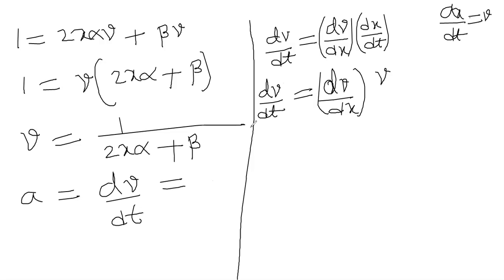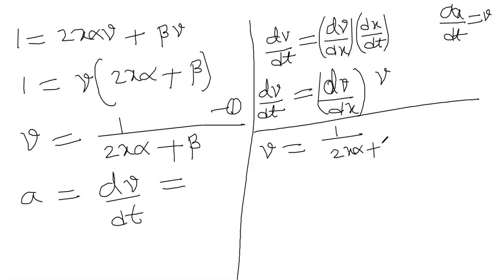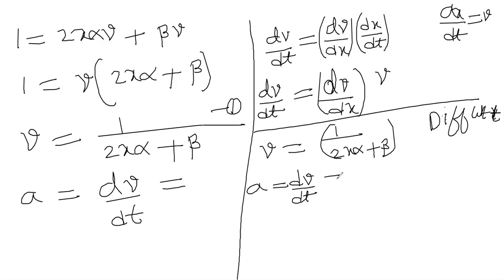Now what we are going to do is we are going to use that here. Now we have to differentiate this. This is our equation 1, which we have to differentiate with respect to time. Now we are going to use this and differentiate. Okay. So now v is equal to whatever that was, 1 by 2x alpha plus beta. I am going to differentiate with respect to time, obviously. Then what I'm going to get is acceleration. This side I will get acceleration because acceleration is defined as dv by dt. Understood that much?